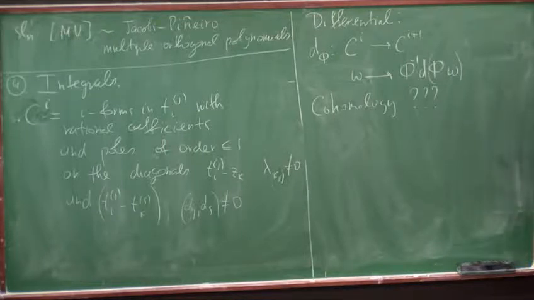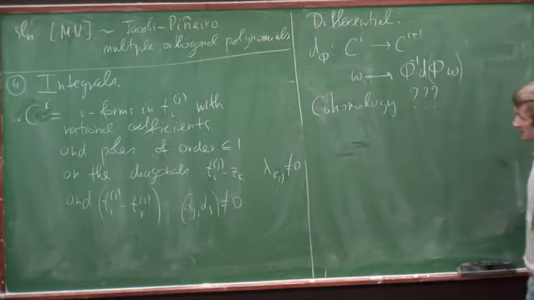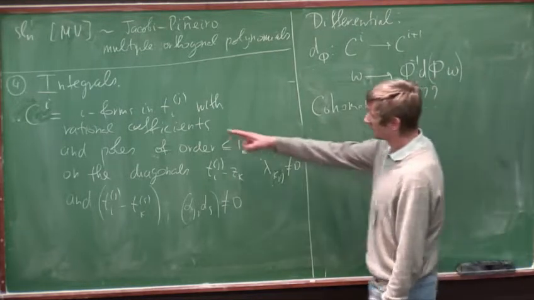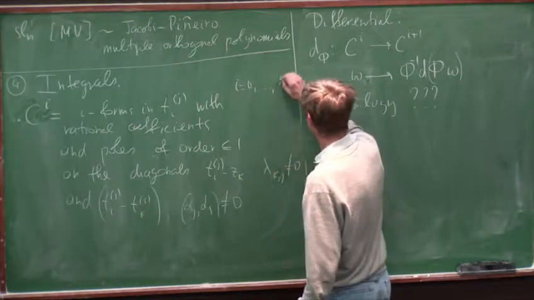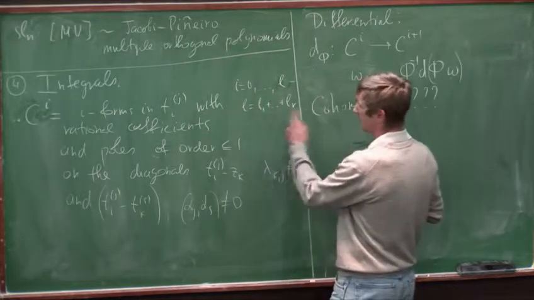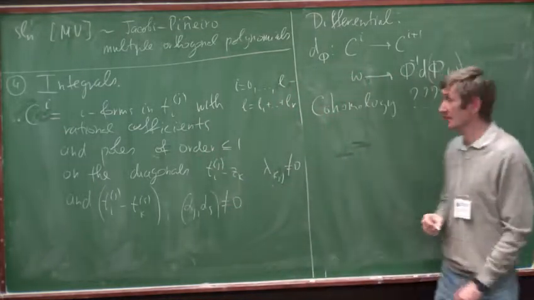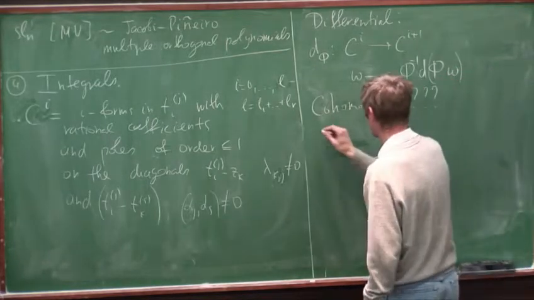What I'm interested in actually is the top cohomology of this complex. Here I goes from 0 up to L, and L is L1 plus up to LR, which is the number of t variables I have here. And in the top cohomology I have the following two conjectures.